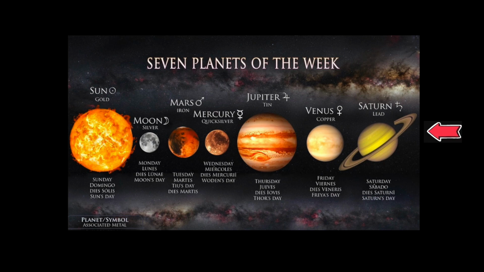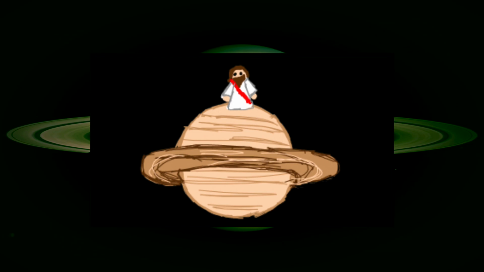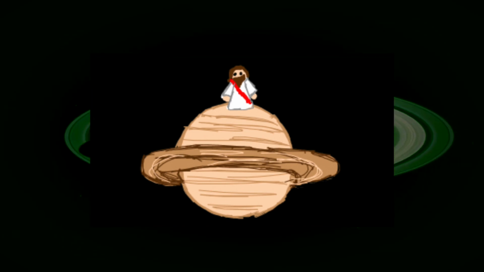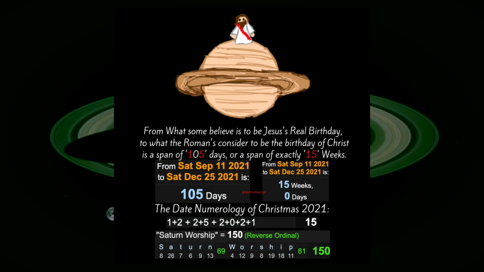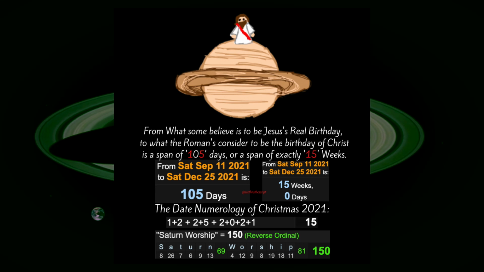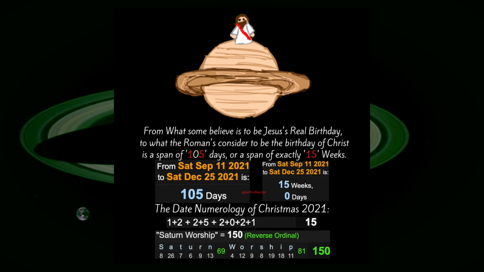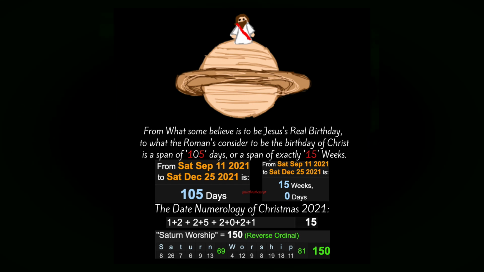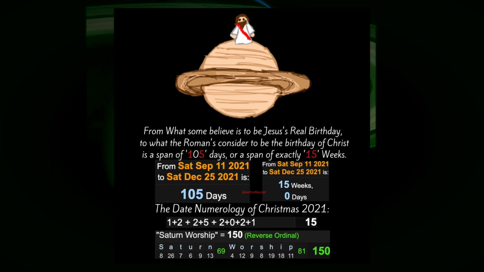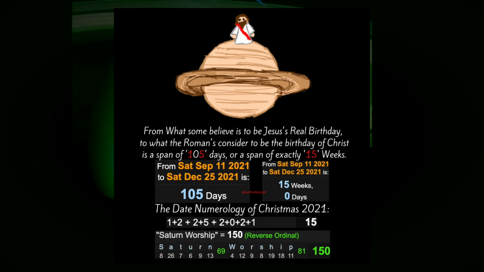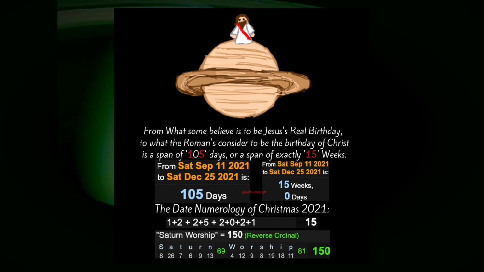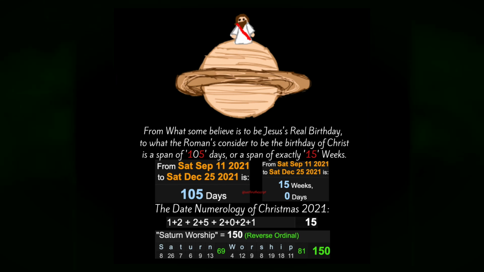The reason all this Saturday Saturn talk is interesting is because this year, 2021, Christmas Day falls on a Saturday. From what some believe is to be Jesus's real birthday to what the Romans consider to be the birthday of Christ is a span of 105 days, or a span of exactly 15 weeks apart. So here's the 2 respective time durations.